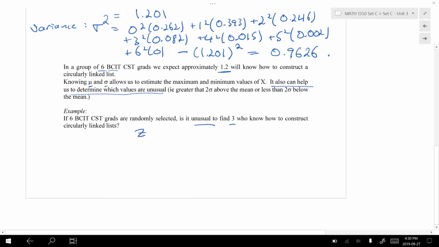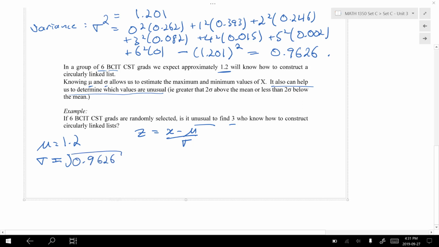We can play with the Z scores, much like we had earlier. So recall our formula here for Z score. We have already the mean. Let's provide it here. We'll do a little bit of rounding. And we can find the standard deviation by means of square root. It's close to 1. It doesn't change so much. And our query here is 3. We want to know if 3 is unusual. So let's put x equals 3 in here.